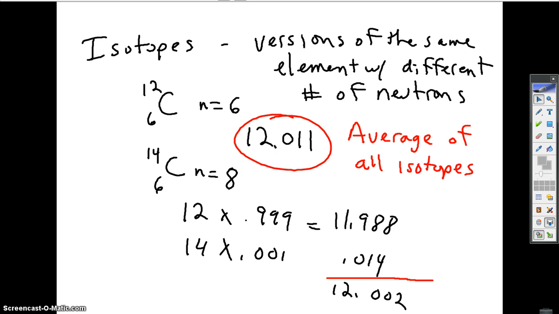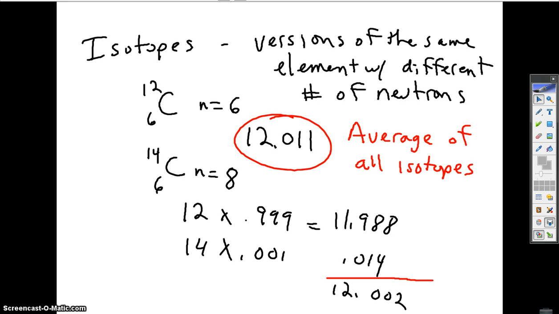Now, when you look at the periodic table and you look up the atomic mass, you won't see 12 or 14. You'll see 12.011. Well, we can't have part of a neutron. We can't have part of a proton. So where does it come from? Well, the atomic mass is the average of all the isotopes.